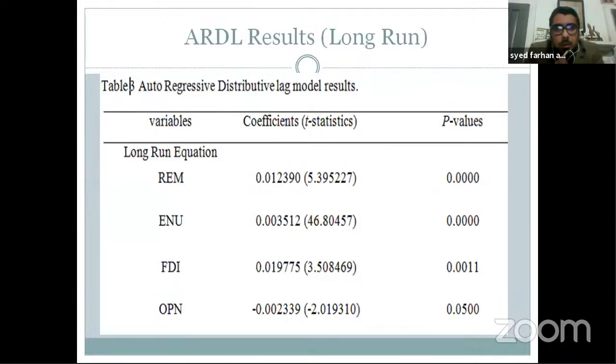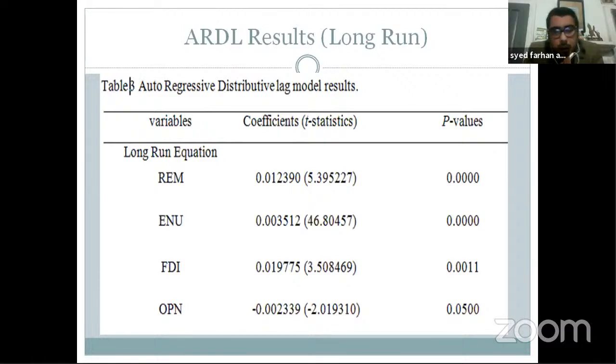So these are the results for the long run, which show significant results, with the key values having significance levels, and the key statistics also showing significance. If we look at remittances, a 1% change in remittances will bring a 0.01% increase in carbon emission. This is the impact of remittances on carbon emission. On the other hand, energy use is also showing a positive and significant relationship.